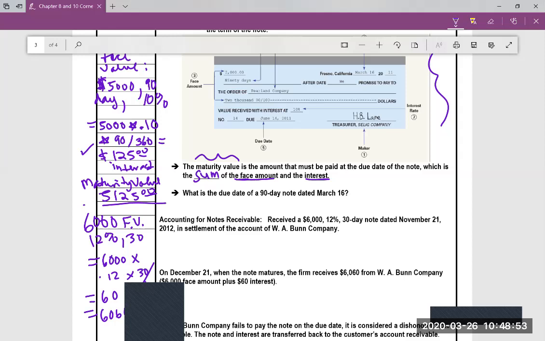Here's where I left off. What is the due date of a 90-day note dated March 16th? You can look at the book to see how it does this. But some months have more than 30 days, and there's one month that has less. So it becomes a little tricky.